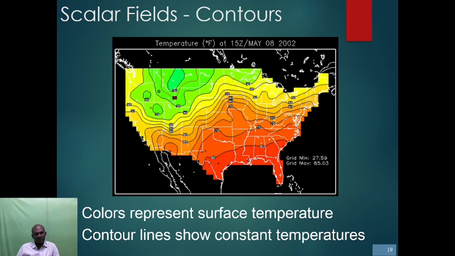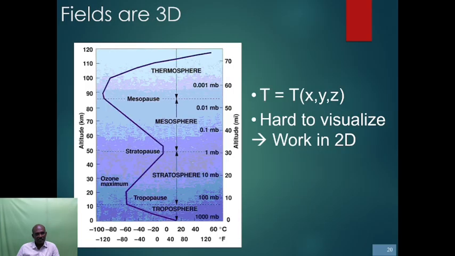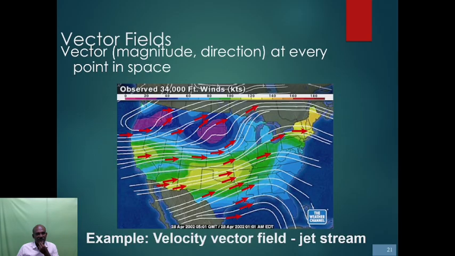So colors are representing surface temperature. The contour lines are showing the constant temperatures. So quantitatively we are mentioning the temperature. Electromagnetic fields are three-dimensional. Vector fields give not only the magnitudes but also the direction.